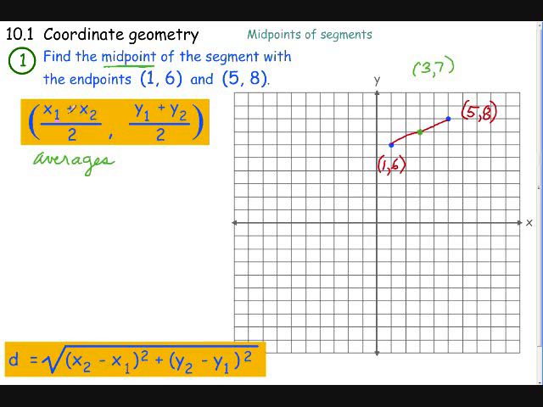You add them up. 1 plus 5 gives me 6 over 2. That's my midpoint's x-coordinate. My midpoint's y-coordinate is 6 plus 8, or 14 over 2. I would not leave it like that. Let's simplify it. 3, 7. Just what we expected it to be.